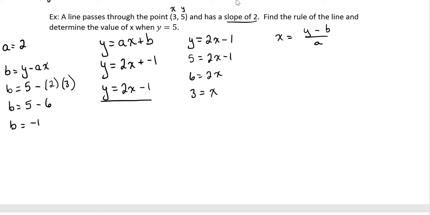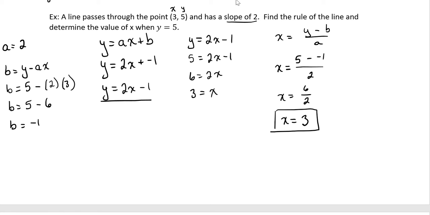So we can use this, x equals... we know that y is 5. Our question tells us that y is 5. So x equals 5 minus b, minus a negative 1, over a, 2. And again, you can put this in your calculator or you can do it in steps. 5 minus a negative 1 is 6, and 6 divided by 2 is 3. So either way, we get the same answer, and you can use whichever method you like best.